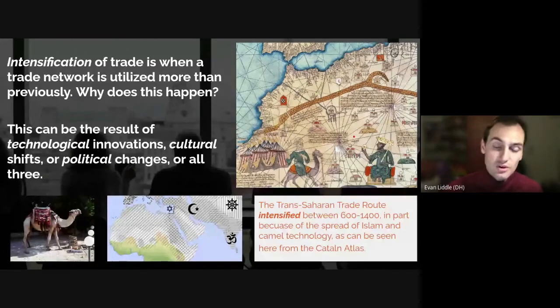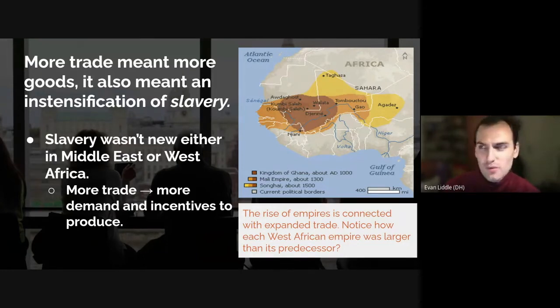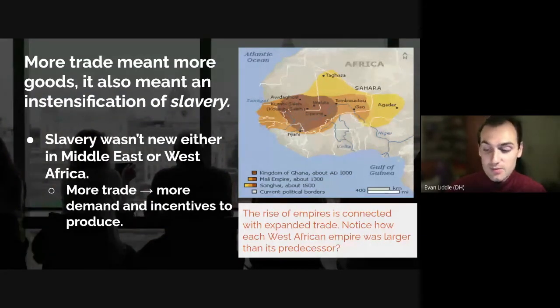So trade networks intensify. One of the negative externalities of the intensification of the Trans-Saharan Trade Route was an intensification of slavery. When we think about more trade on trade routes, we usually just think of more goods, right? More porcelain, more silk, more glass, more spices. But unfortunately, those things all have to be made. So that would be an intensification of labor. And in the case of slaves being the product, this would be an incentive to get more slaves.